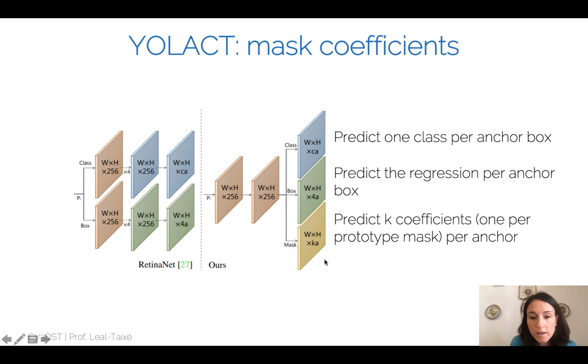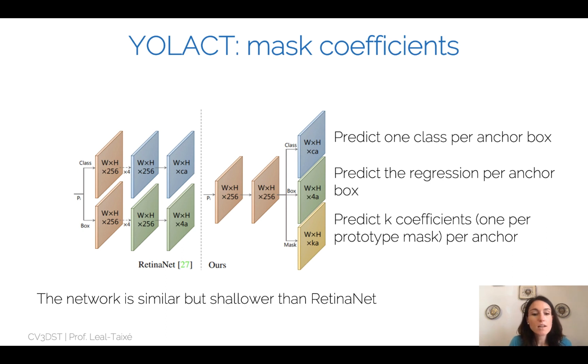So note here that we have W by H multiplied by K, which is the number of prototype masks, and multiplied by A, which is the number of anchor boxes. So we have these K coefficients per anchor. And these are the ones that define the mask. And note how the network is similar to RetinaNet, but a little bit shallower.